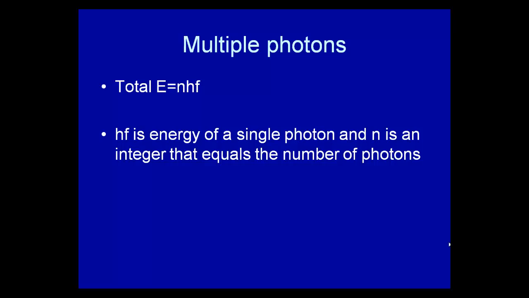Now, for multiple photons, the E is equal to hf or hc over lambda is the energy of a single photon. Well, the total energy would have to be multiples of that. So hf is the energy of a single photon. n is an integer that equals the number of photons. So if I have the total amount of energy, I can divide by the energy of a single photon, and I can get how many photons. This is useful if I want to figure out the total energy emitted by a light bulb, by the sun, by anything like that. Hope that helped.